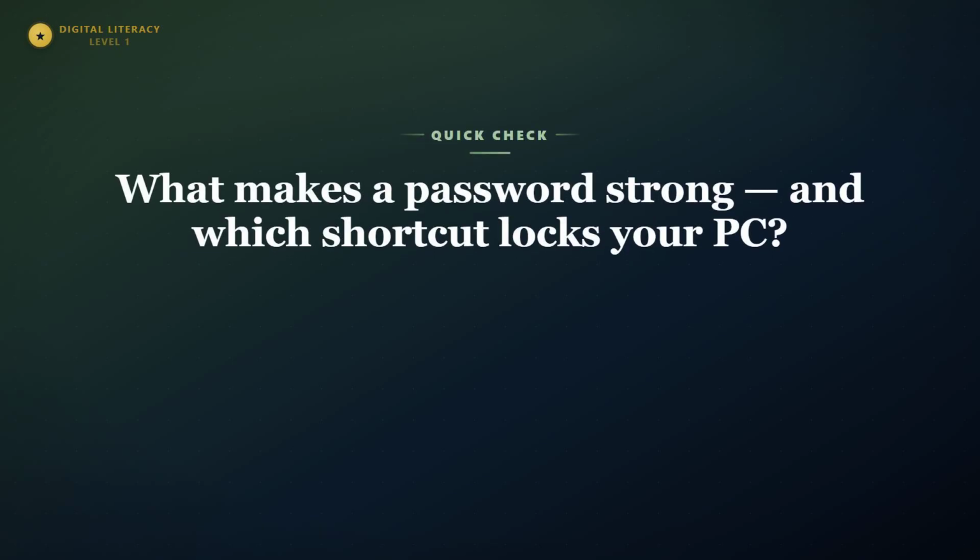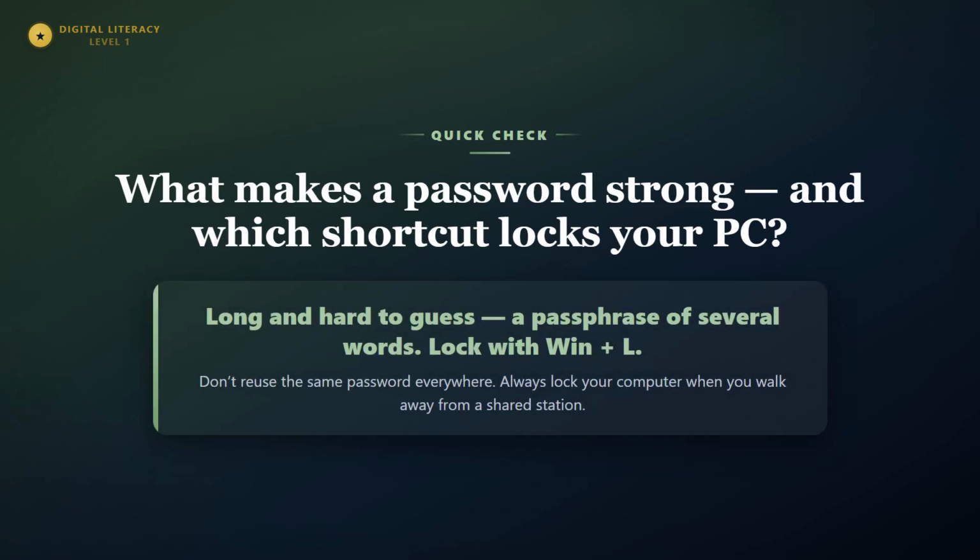What makes a password strong, and which shortcut locks your Windows computer when you step away? A strong password is long and hard to guess. A passphrase of several words, like Blue Coffee River 42, works well, and don't reuse the same one everywhere. To lock your Windows PC instantly, press the Windows key plus L. Always do it when you walk away from a shared computer.